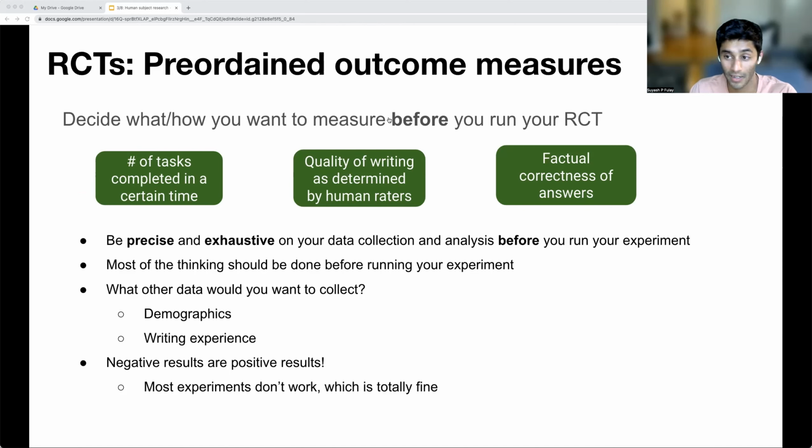And then the final thing is that a lot of experiments don't work, which is totally fine. We learn a lot still from experiments that don't work, and sometimes a surprising result is really interesting. And so, as long as you have a strong analysis plan up front and an interesting research question, if the experiment doesn't go as expected, that's totally fine and that's still valuable.